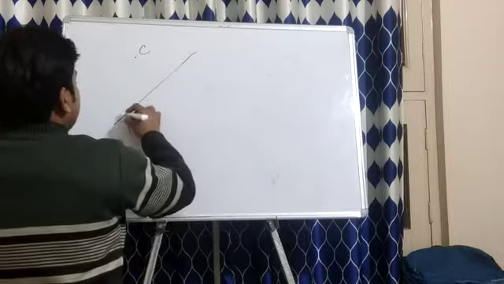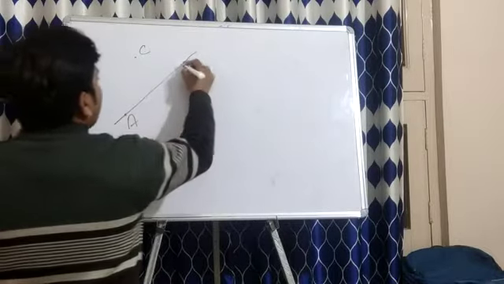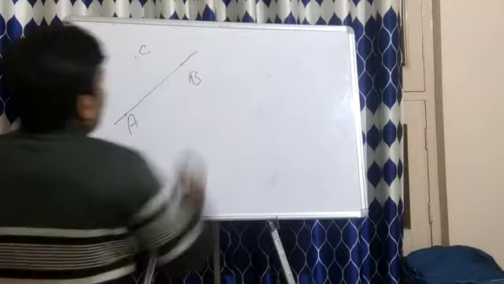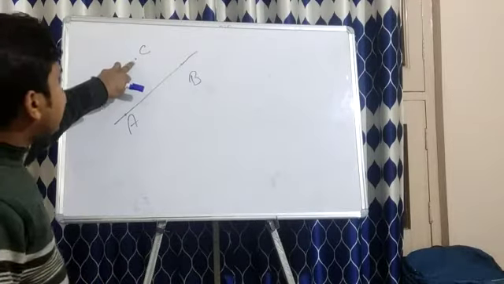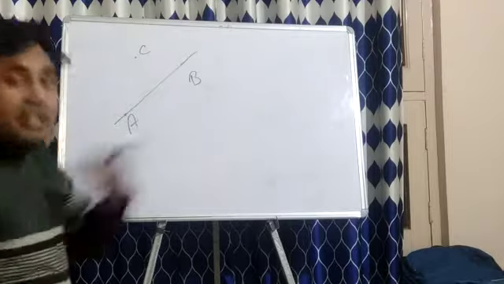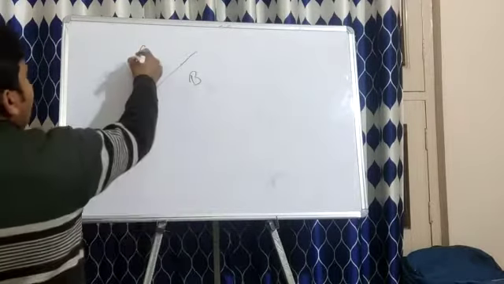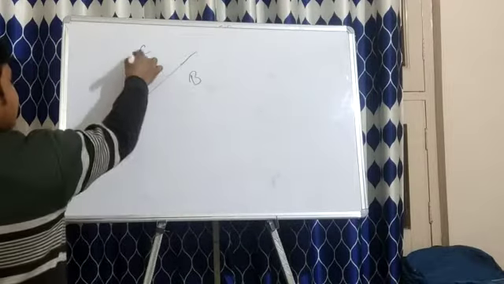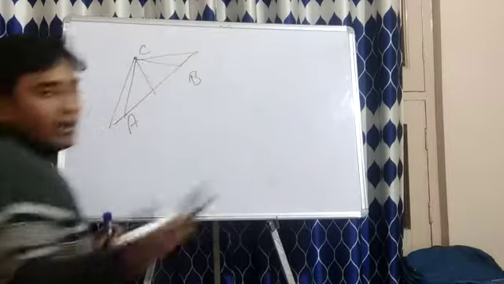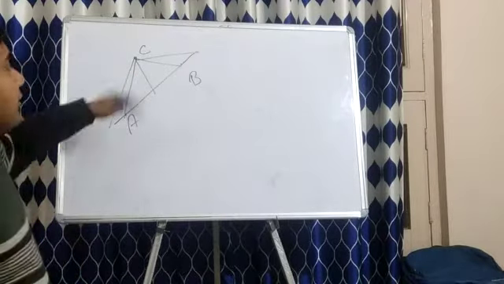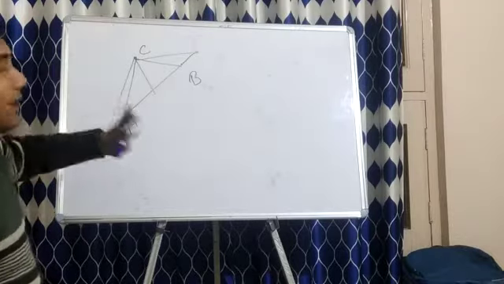Let's call this point A, this point B. Now if you have to find the distance between this point C and a line, which distance should you take? Are we talking about this distance, this distance, this distance? Which distance are we talking about when we take the distance between a point and a line?